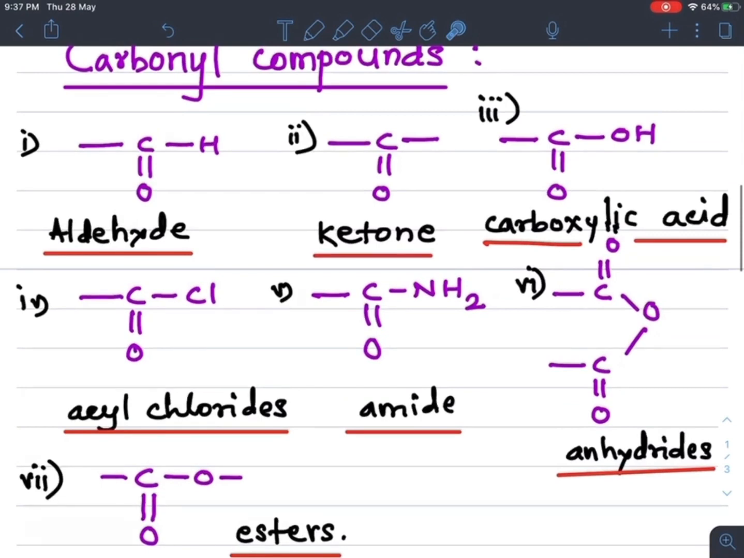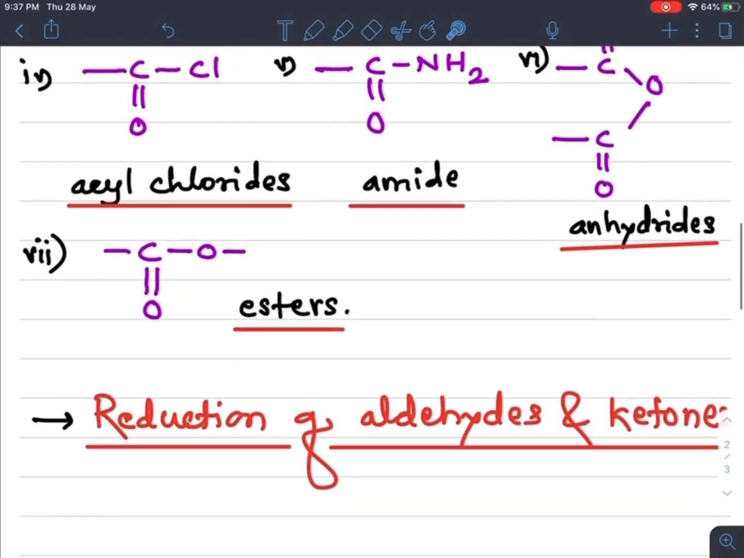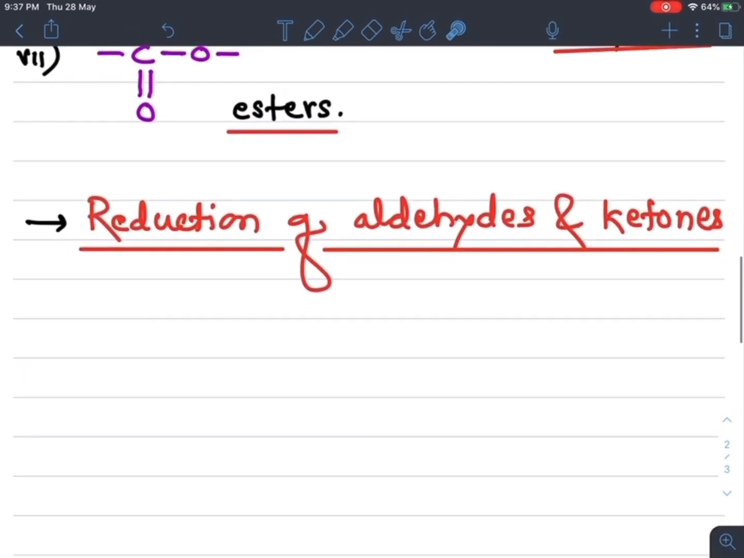So which are the examples of carbonyl compounds? Aldehydes, ketones, carboxylic acid, acyl chlorides, amide, anhydrides, and esters. Among these, aldehydes and ketones are used for the production of alcohols. So this is the fourth method using reduction, that is the reduction of aldehydes and ketones.